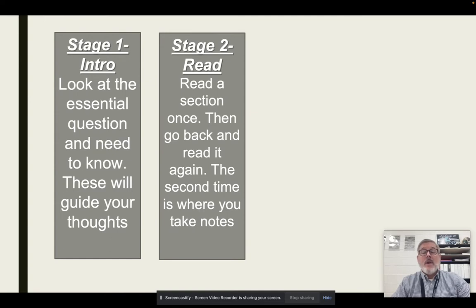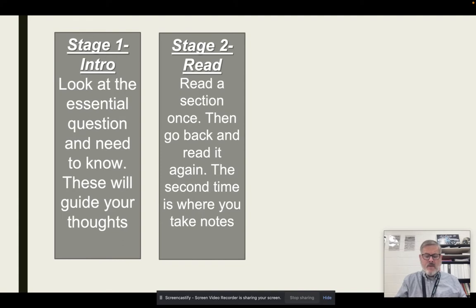Secondly, we read by section. Okay, so this is the textbook right here. You'll notice that it's divided into sections. So the first thing that I do is I read a section, and I read it by the smaller sections. Okay, you might want to use the bigger sections; that's up to you. But I read through it once, the whole thing.